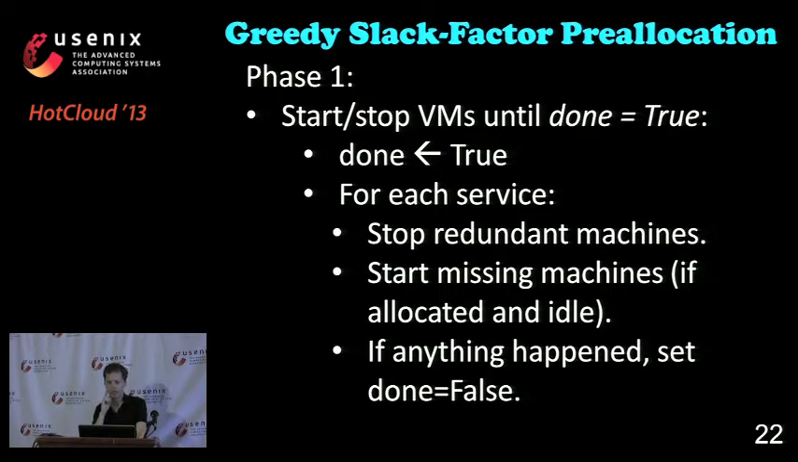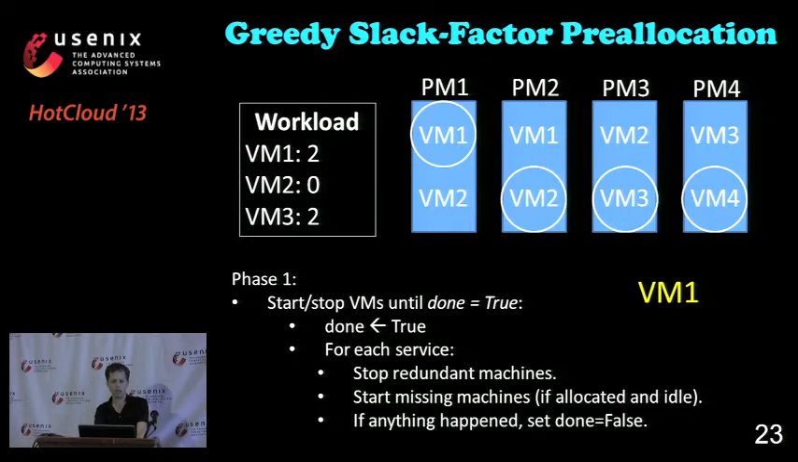Now, the greedy slack factor pre-allocation works in 2 phases. In phase 1, you try to run the machines that you need. Again, greedy. In phase 2, you try to allocate the machines that you need according to the slack factor chosen. It looks like this. We have 4 machines here, a workload of 2 VM1s and 2 VM3s. You don't need VM2 and you don't need VM4 currently. Now you start running the algorithm.